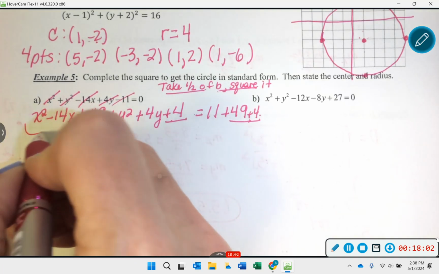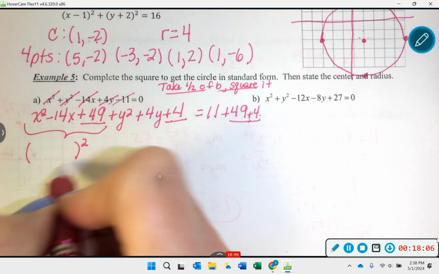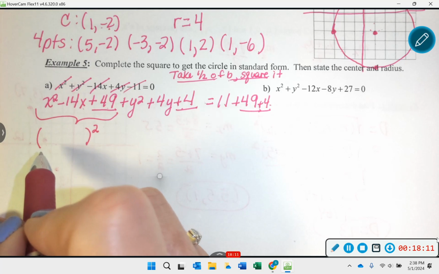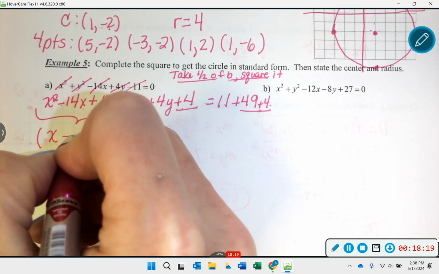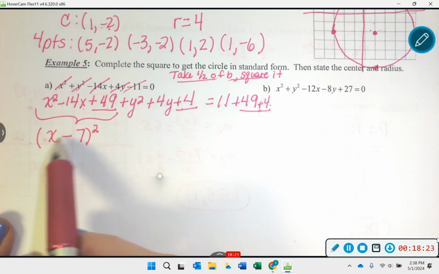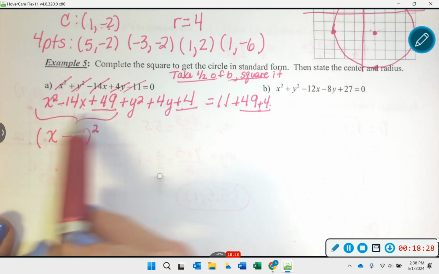Now, I want to factor this. It has to go down into a binomial squared. Anybody think they know what that factors down into? What do you think, Natalie? Good. That's x. Use the first sign and the square root. So if I multiplied out x minus 7 times x minus 7, that's what it's equal to.